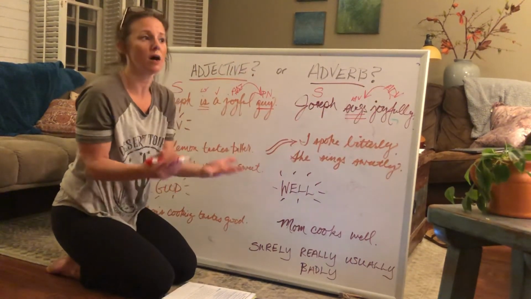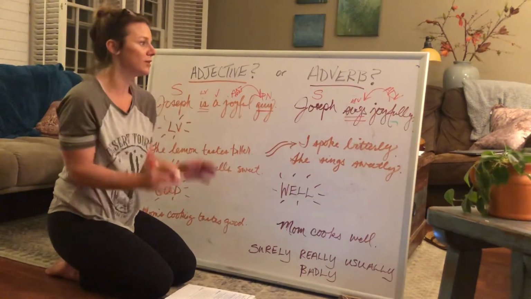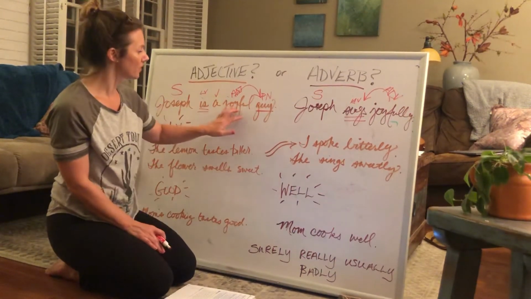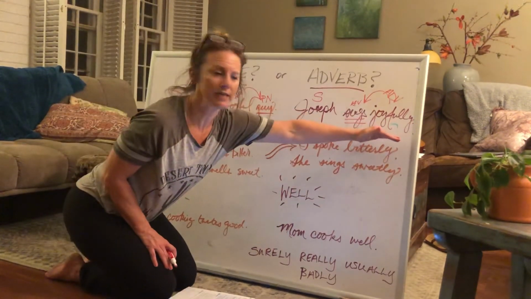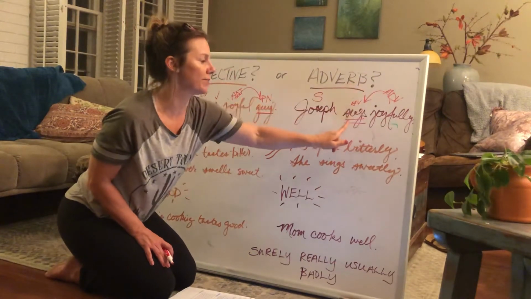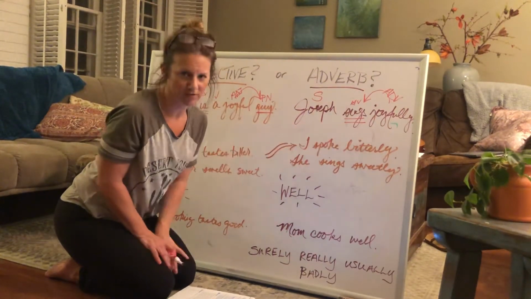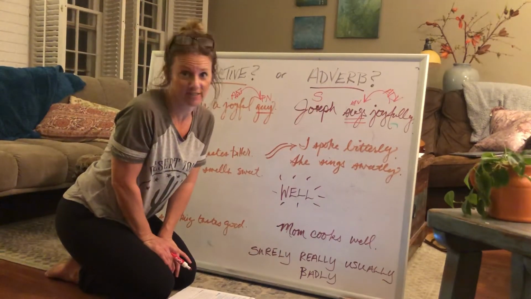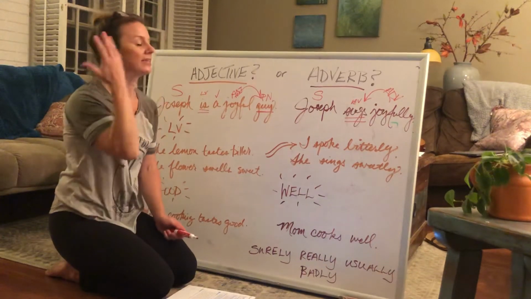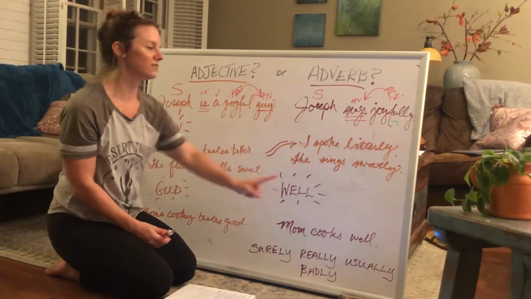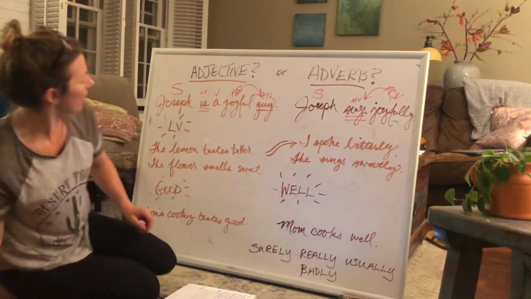And of course, a complement may or may not show up in a sentence. It's just the 3rd thing if you need it. So we went from joyful as an adjective describing guy to joyfully as an adverb describing sings. Joyfully is not describing Joseph. Joyfully Joseph, that doesn't make any sense. But joyful Joseph does. And how does he sing? He sings joyfully. Adjective, adverb.